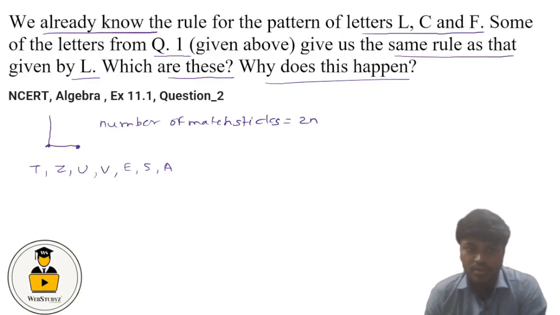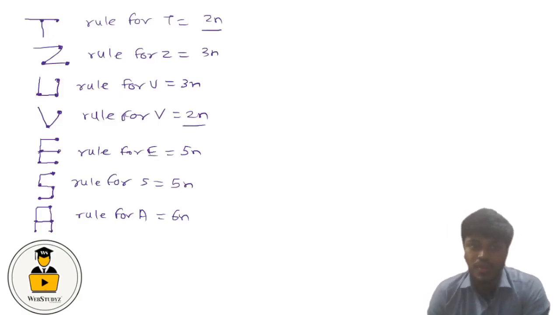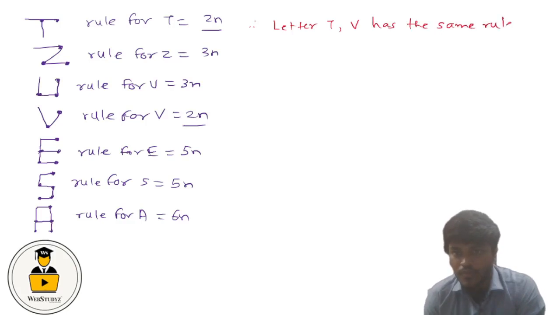Now in this question, we have to check which pattern has the same rule as the letter L. For letter L we have the rule 2n. If we check here, we can see that letter T and letter V have the same rule. Therefore, letter T and V have the same rule as letter L.